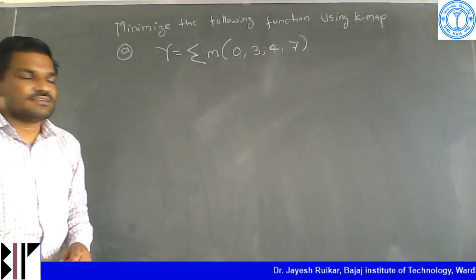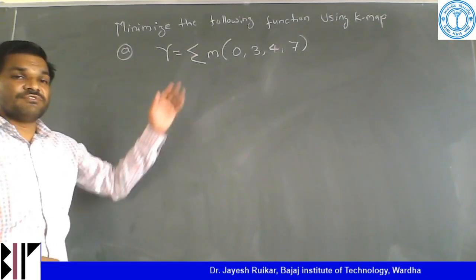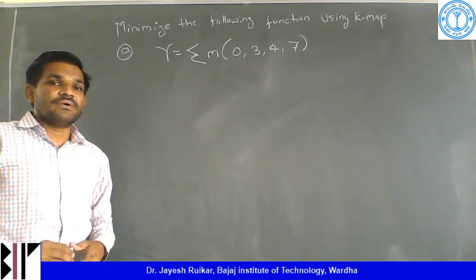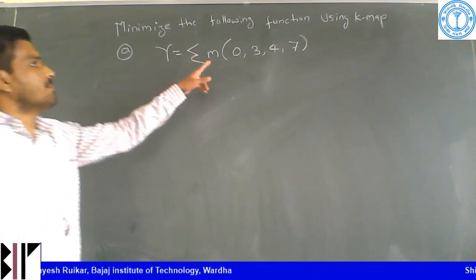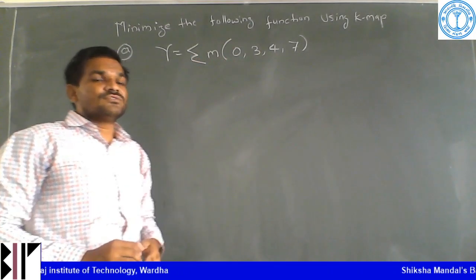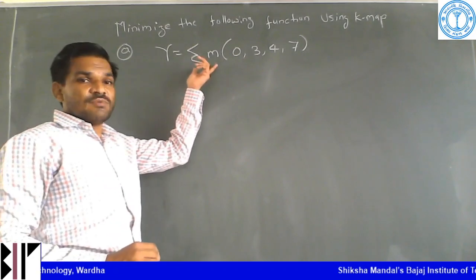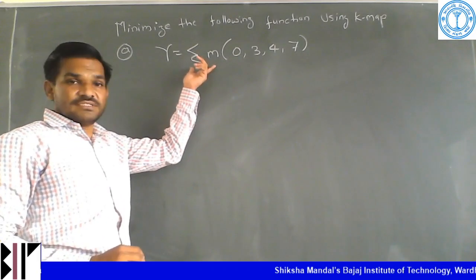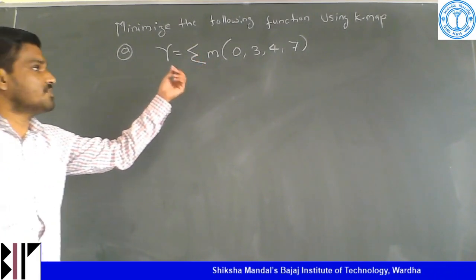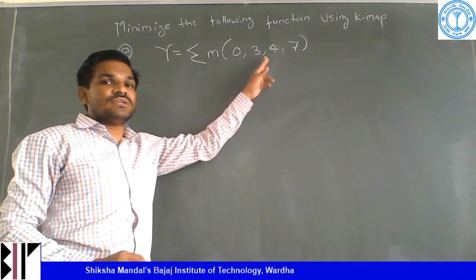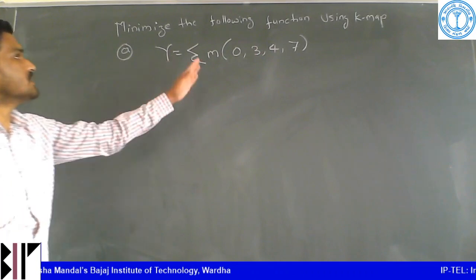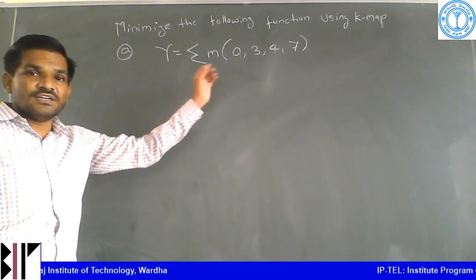Hello everyone. The next part is we will solve a few numericals on the K-map. The function has been given: Y equals summation m(0, 3, 4, 7). Summation m means it is given in terms of min-term format. So the min-terms are given, that is 0, 3, 4, 7, and we have to minimize this function using the K-map.